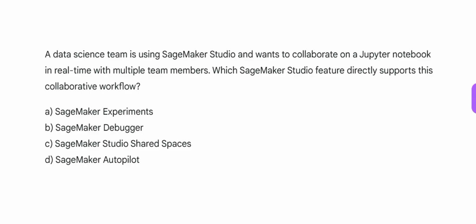See, there is a data science team. They are making use of SageMaker Studio, and they want to collaborate on a Jupyter notebook in real time with multiple team members. Which SageMaker Studio feature directly supports this collaborative workflow? That means you have three people in the team. You want to work collaboratively in real time. So which feature will you use?